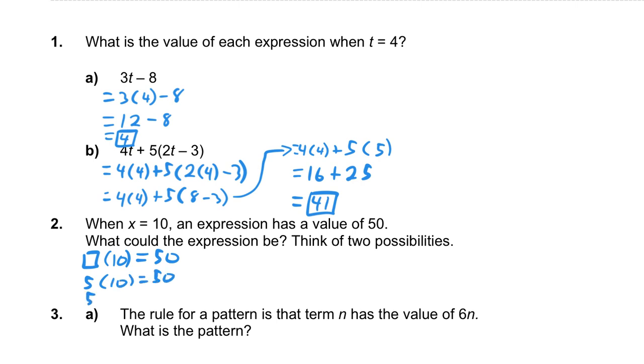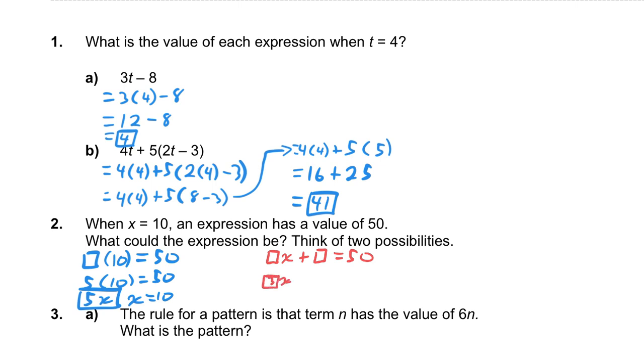So that means 5x would have a value of 50 if x equals 10, when x is 10. Not done yet because we need two possibilities. So what if we added something as well? What if we had something times 10 plus something else and have that whole thing equals 50? Okay, let's choose something to multiply by 10 first. Let's say that we had 3 times 10.